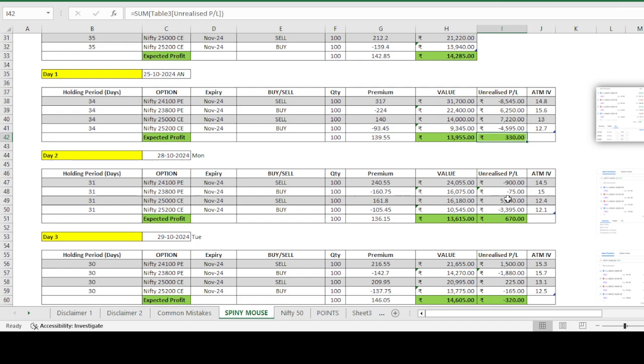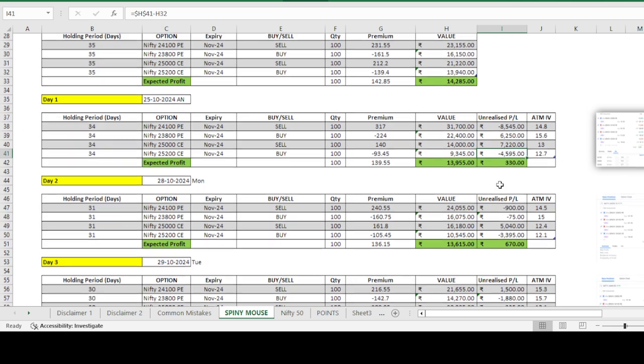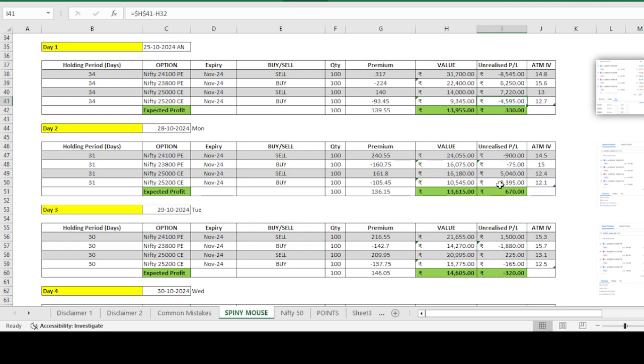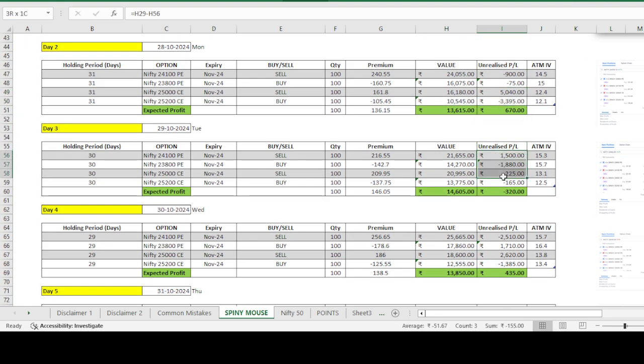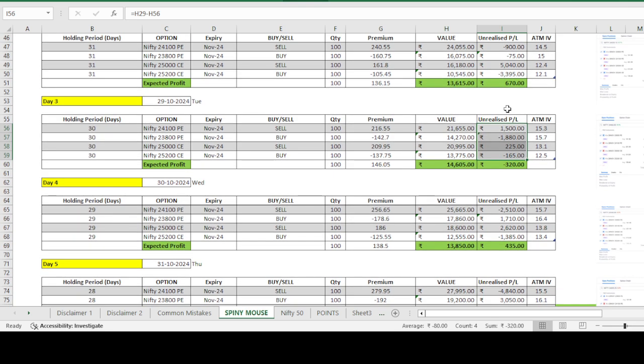And there was a very big move, you can see minus 8,500, 620, and 7,200 rupees, and minus 4,560.95. These things happened on the first day, and later it came back to a similar position on the PE side but not on the CE side. Then again it came back to the original position, and we were at 670 rupees profit. And again it went to minus 320, because VIX started going up. You can see 14.52, 15.3, 15.7, everything went up.